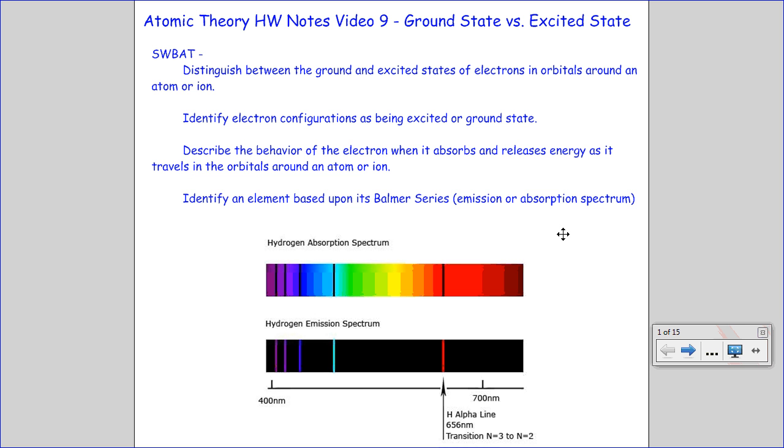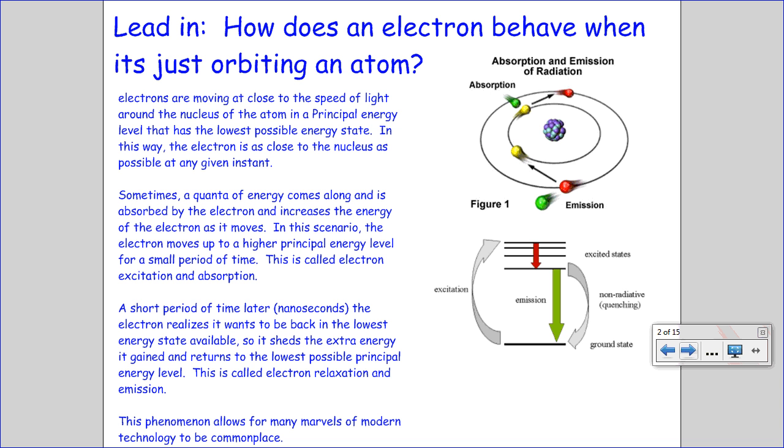And this is the most important part, always a part 2, part 3 question on our tests: identify an element based upon its Balmer series. That's the emission or absorption spectrum that's created when these electrons behave here. Here's a couple examples of the absorption and emission spectrum of hydrogen. Those lines that you see in the emission spectrum down here are related to the transitions, or the moving of electrons around and between the principal energy levels of that particular element. It's like a fingerprint that you're going to be able to see.